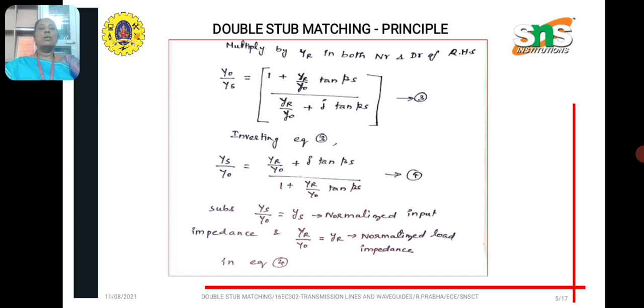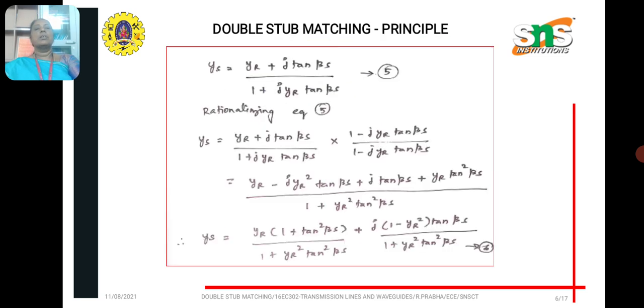On the right side we have (Yr/Y0 plus j tan βS) divided by (1 plus j(Yr/Y0) tan βS). This Ys/Y0 is substituted as small ys, the normalized input admittance, and Yr/Y0 as small yr, the normalized load admittance, in equation 4. So small ys is (yr plus j tan βs) divided by (1 plus j yr tan βs). To rationalize, we multiply and divide by the complex conjugate of the denominator, and we get the final value of admittance ys equal to yr(1 plus tan squared βs) divided by (1 plus yr squared tan squared βs), plus j(1 minus yr squared) tan βs divided by (1 plus yr squared tan squared βs).